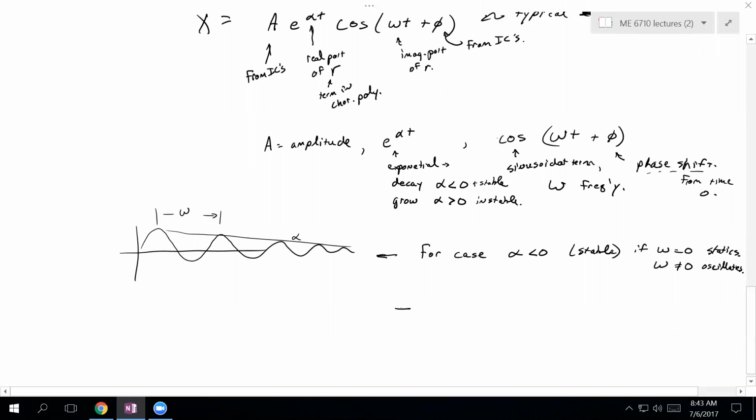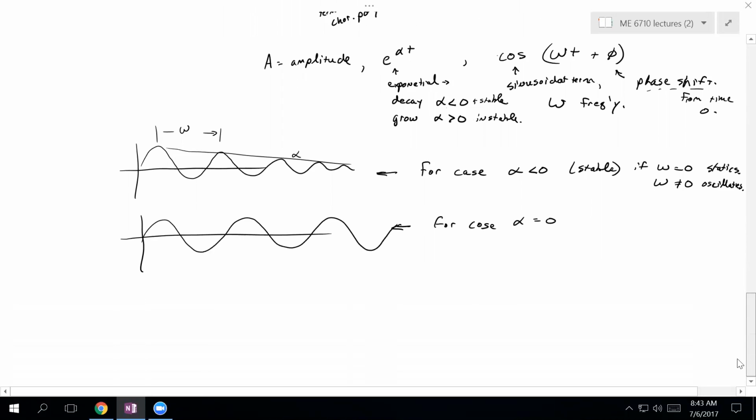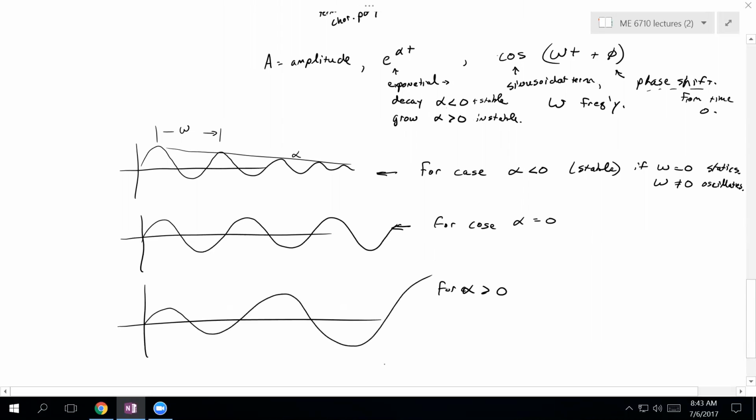For the case of alpha equals 0, I just get a steady oscillation, and it goes on forever. For alpha greater than 0, I get something that grows over time. And this is my alpha, and again, this is my omega.